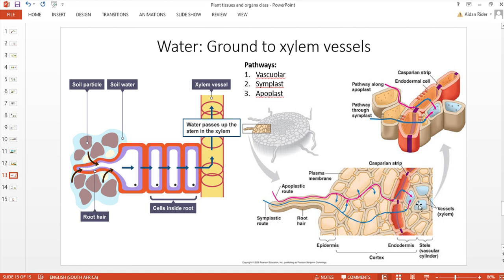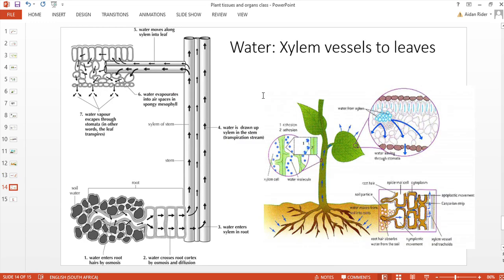Okay, so they just know there are three pathways: through the vacuoles, through the ground tissue, and through the cell walls, well, the wall of the cell. Symplastic and apoplastic. Okay, then we get to how the water moves when it's already in the xylem vessels, from the xylem vessels to the leaves. Okay, so I'm going to start on this side.